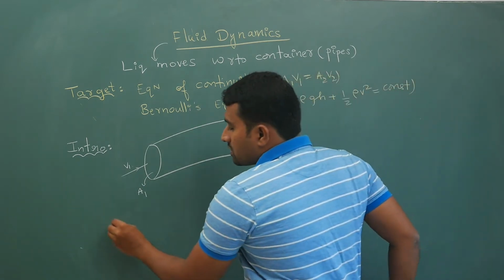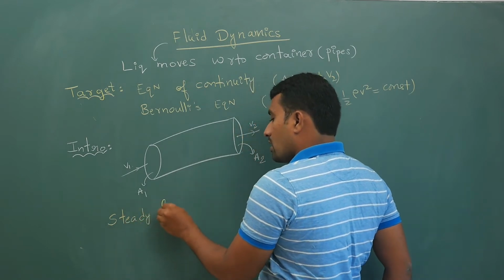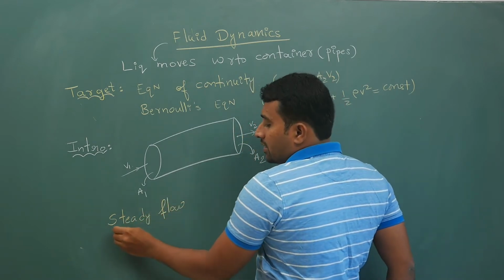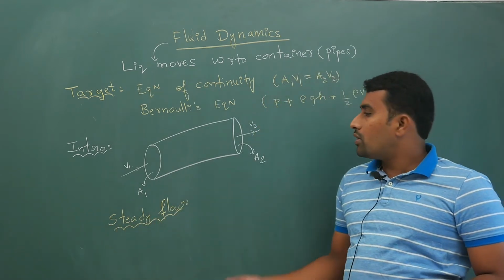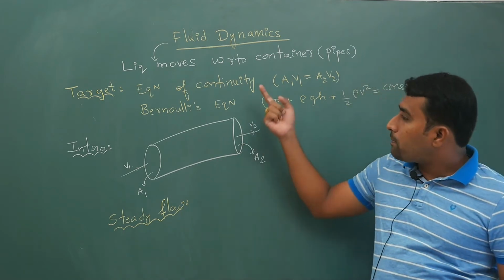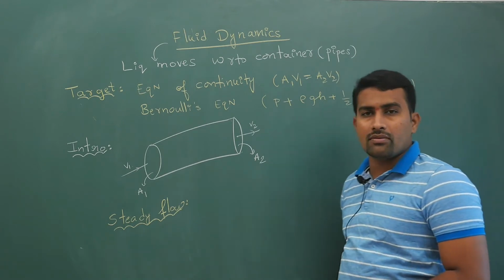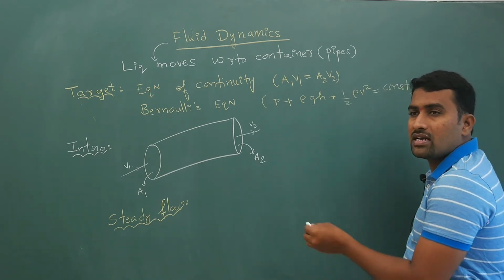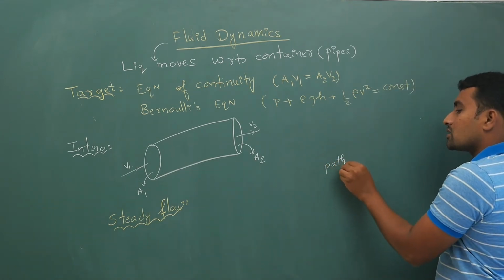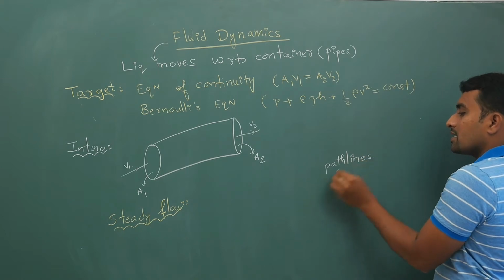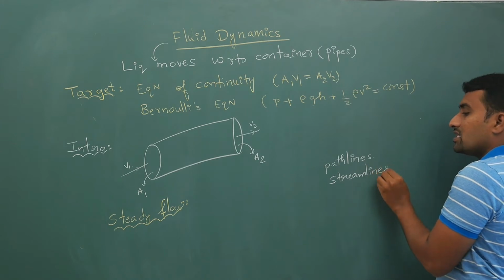When liquid is flowing like this in a pipe, you will have terms like steady flow. Theoretically and mathematically they don't have much significance, but I will list them. To apply these equations we will assume steady flow. Normally when liquid is flowing, you will have path lines and streamlines, two things will be there. What is the difference between these two?